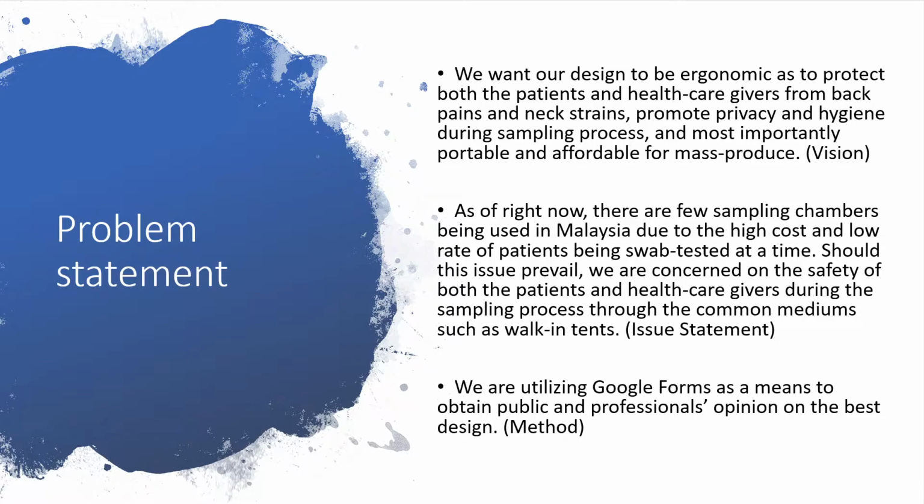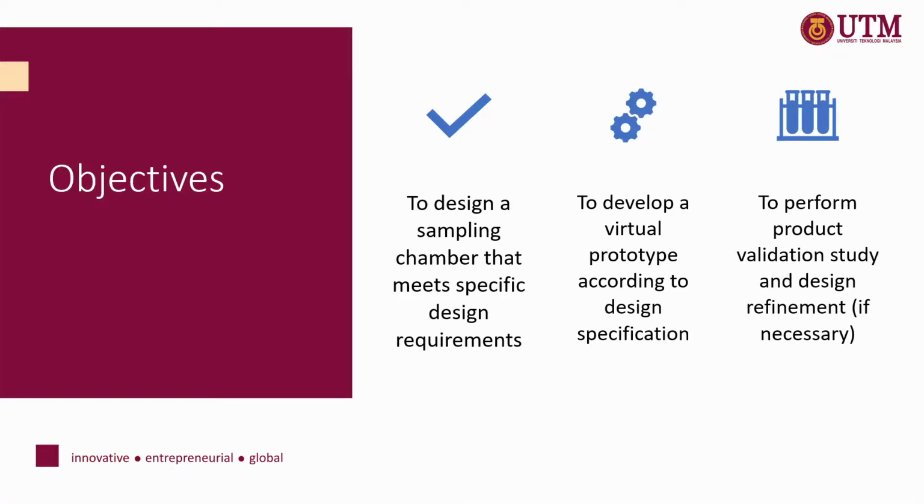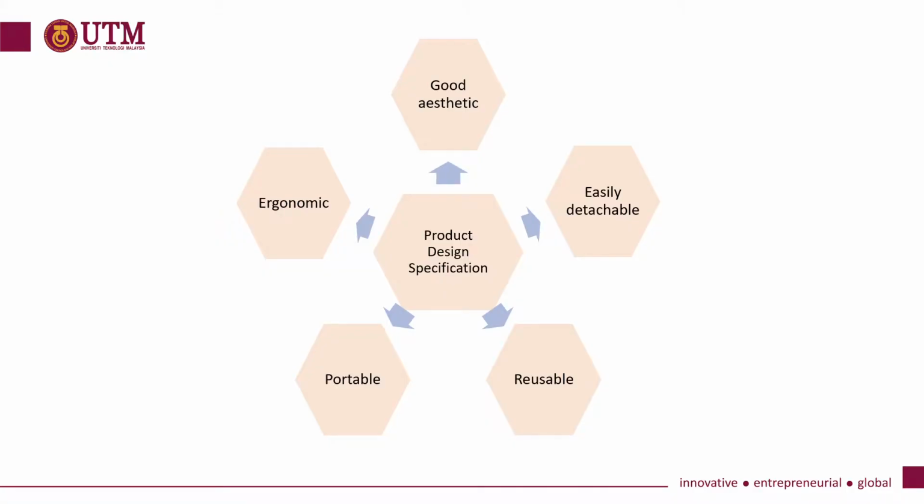on the best design. For our objectives, we want to design a sampling chamber that meets specific design requirements. We also want to develop a virtual prototype according to design specification and perform a product validation study and design refinement if necessary. For product design specification, we have listed 5 important features for our sampling chamber.